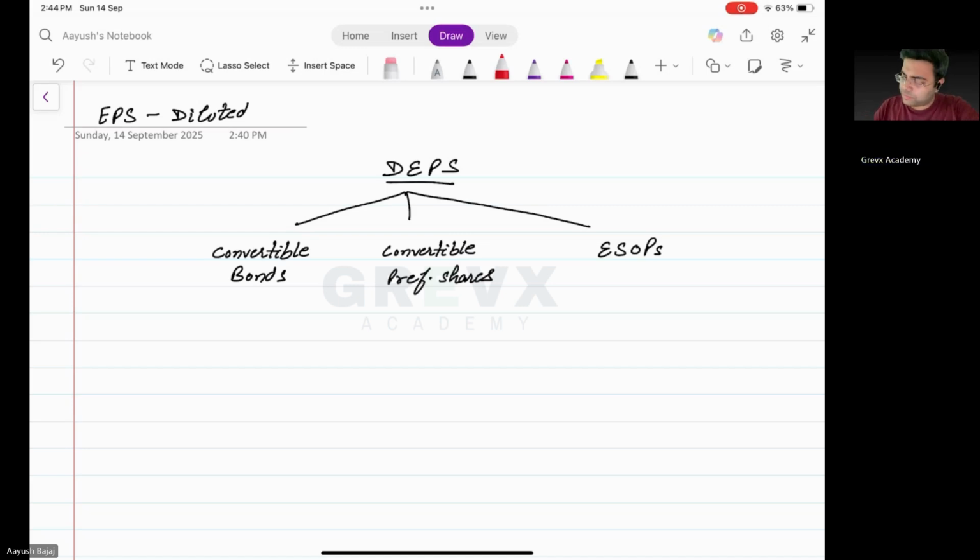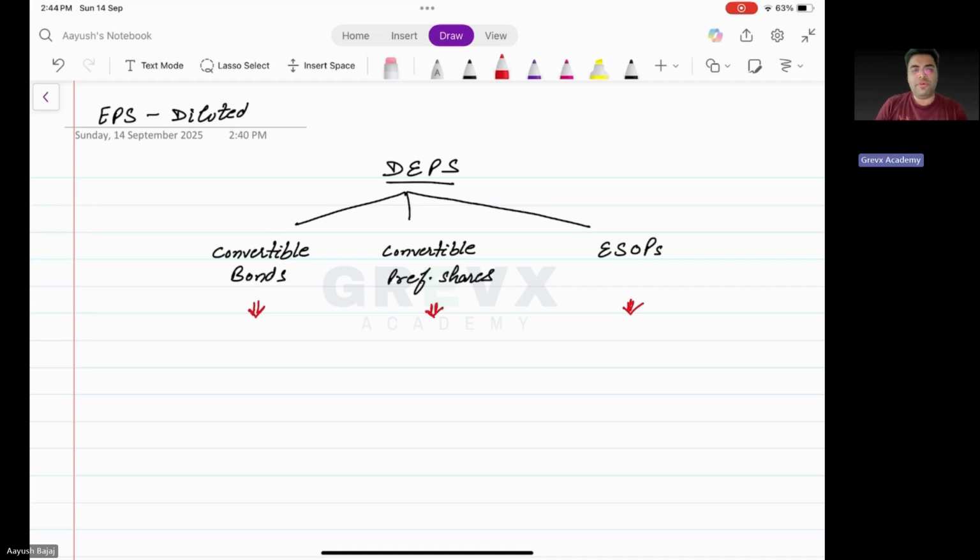What are ESOPs? Employee stock option plans. What are they? The employee will now have a right to exercise the option and get the shares in the company at a discounted price. This is generally to motivate the employees.